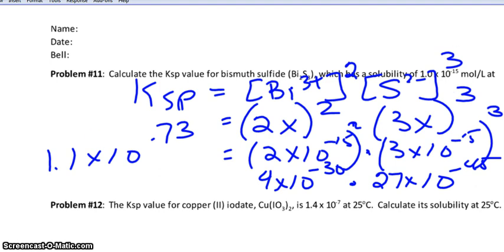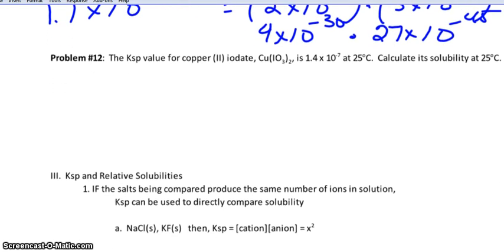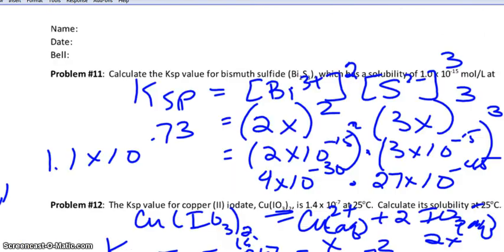So let's try to do one more problem. We have 1.5 more minutes left, and this is where I want to quit, problem number 12, and then I'm done for the day. Notice what we're given here. We are given the KSP value of copper(II) iodate, and you are asked to solve for its solubility. What are you asking for? You're asking to solve for X. So go ahead and set up your problem and see how you do.